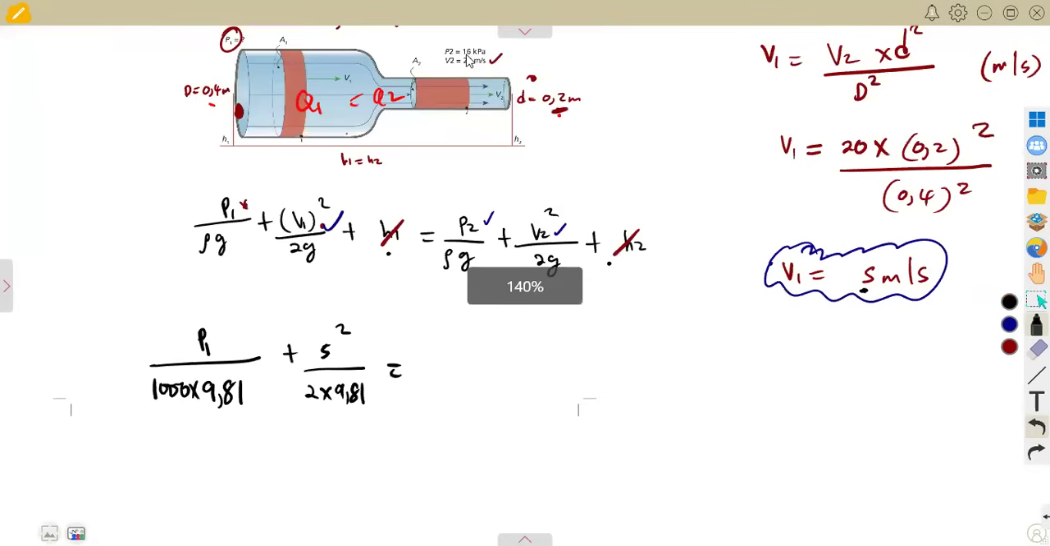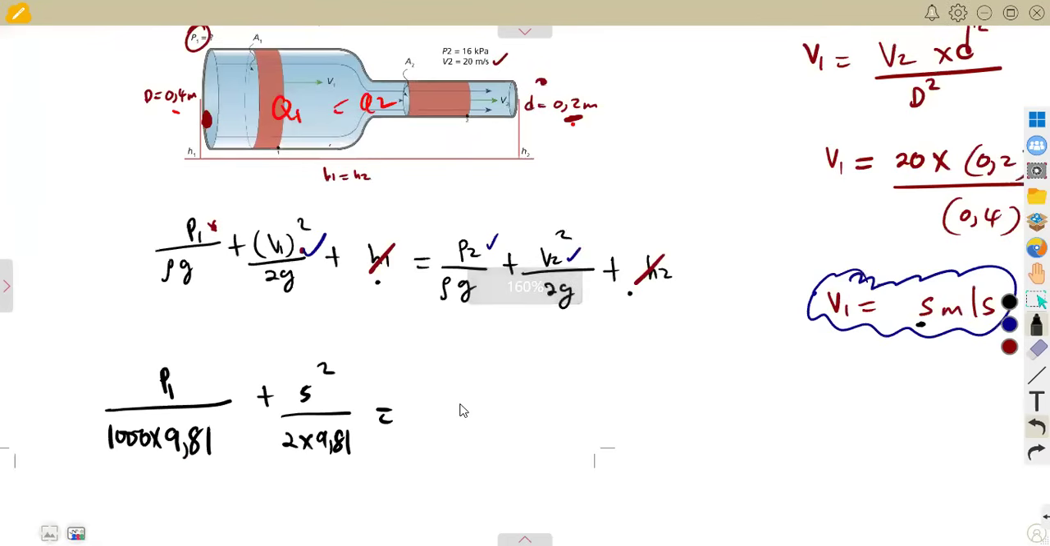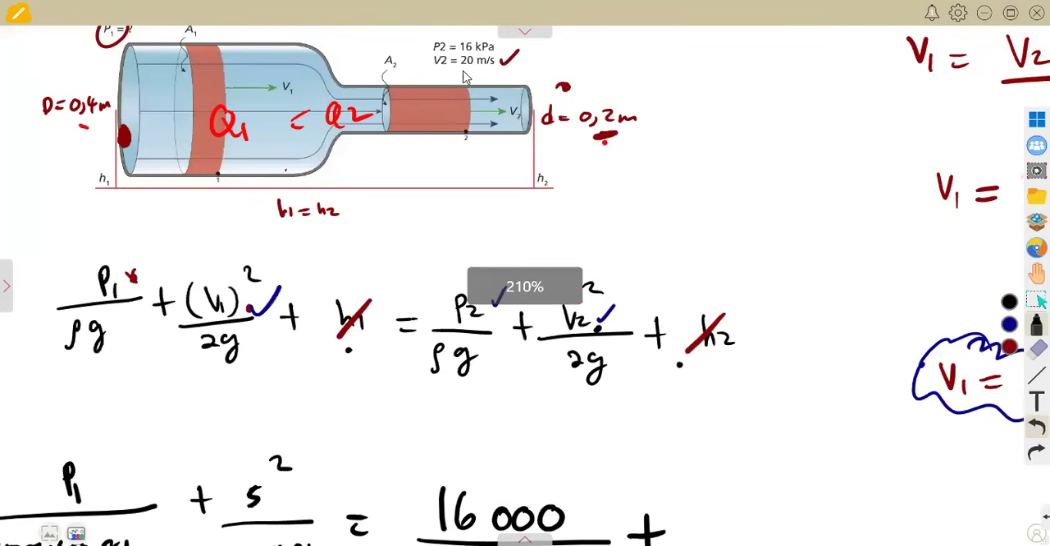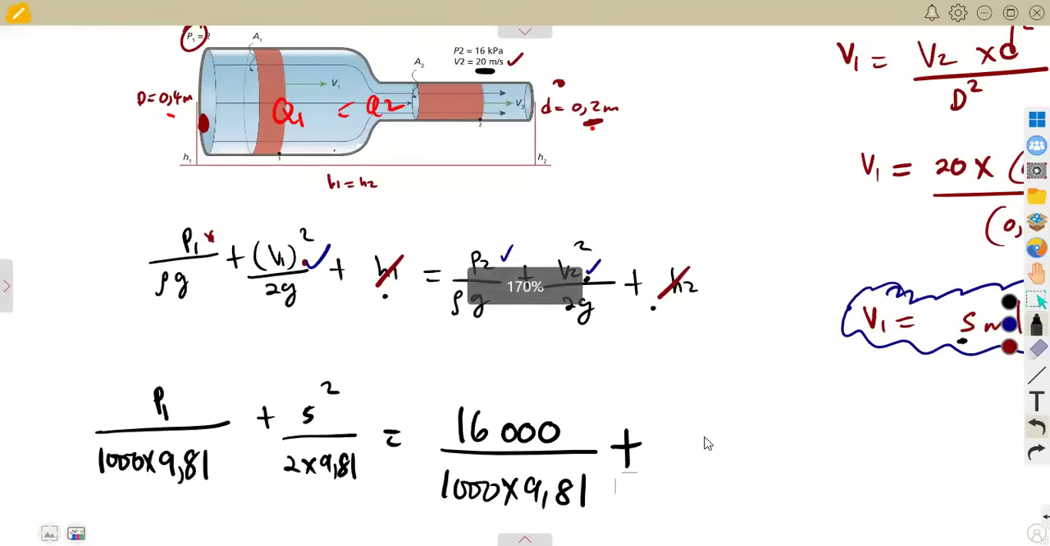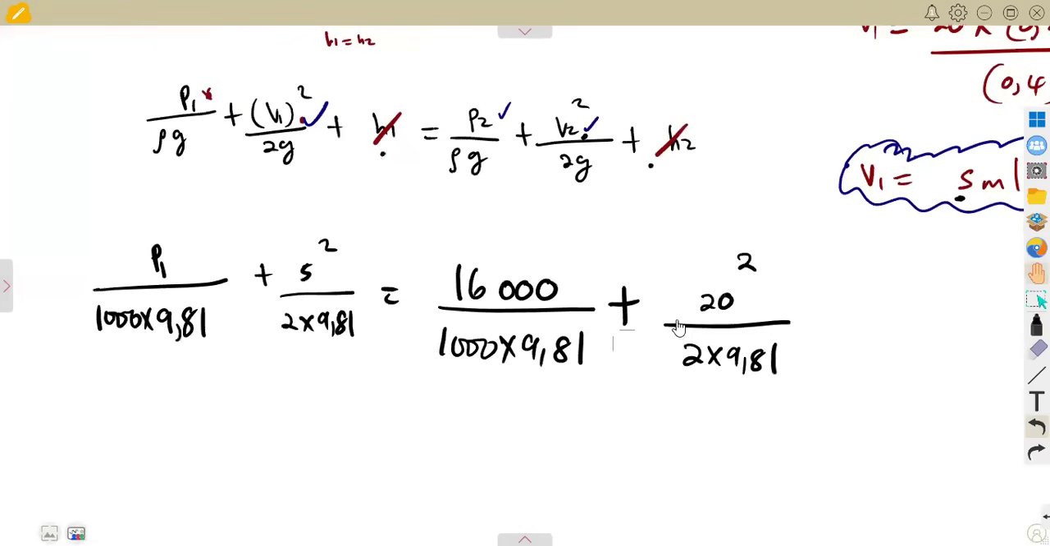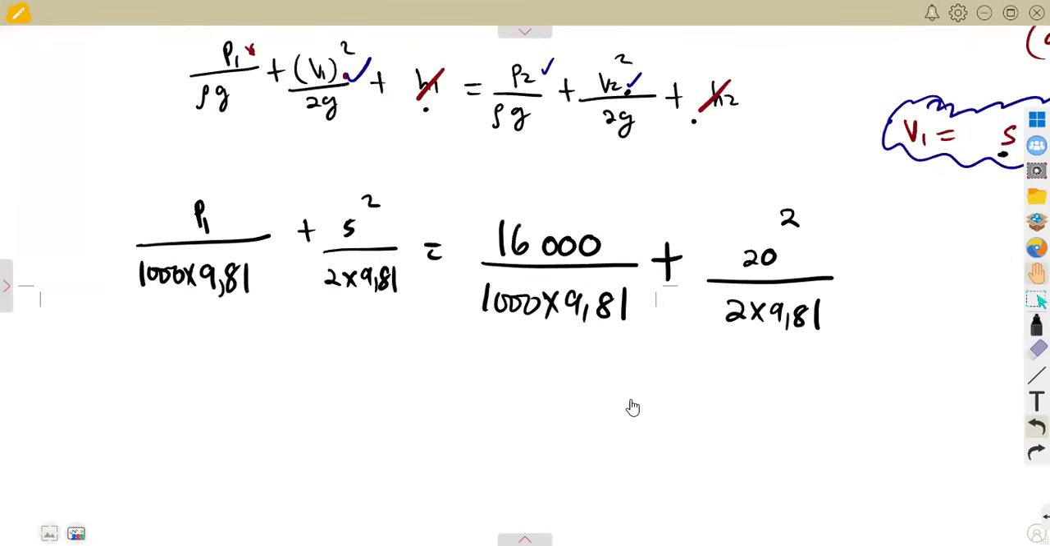P2 is the pressure given at the exit, which is 16 kilopascal. That's 16,000 Pascal over the density of 1,000 times 9.81, plus the velocity at the exit, where we have a smaller diameter. The velocity there is 20. So that's 20 squared over 2 times the gravitational acceleration of 9.81, plus H2. H2 and H1 are the same, so they cancel each other there. So this is what you just have at the end.